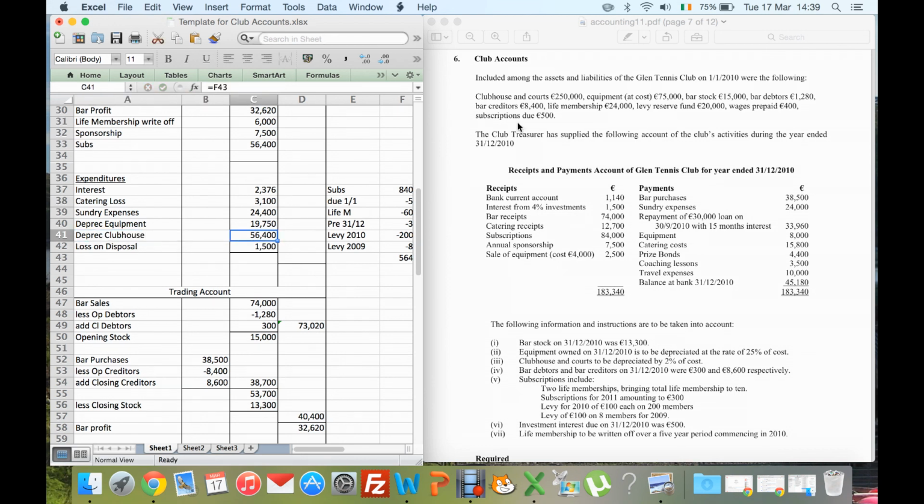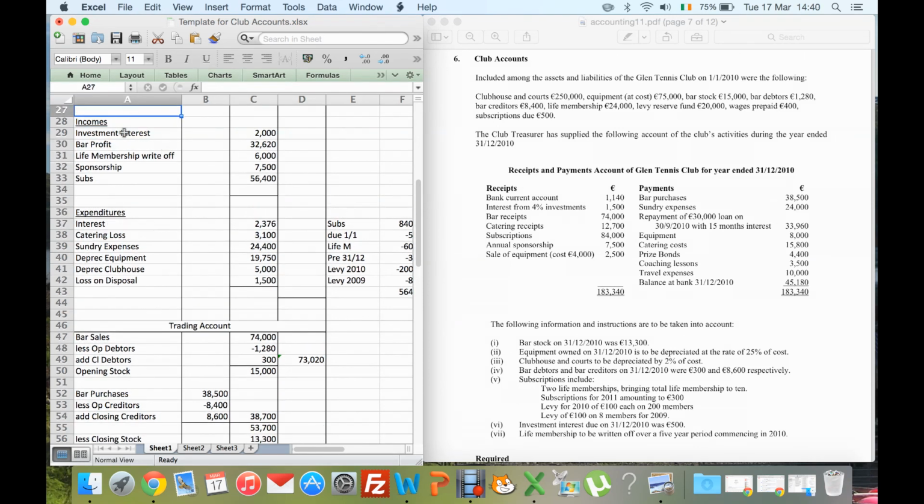So, clubhouse at the beginning was 250 grand. I didn't spend any money buying a new clubhouse, so it's still 250 grand. We're depreciating by 2%, which is 0.02. Okay, just making sure I've dealt with all of those. I've dealt with investment income and life membership write-off. We put that up there. Investment income is there as well. Okay, so we just have 2 other expenses that go in. No adjustments needed.